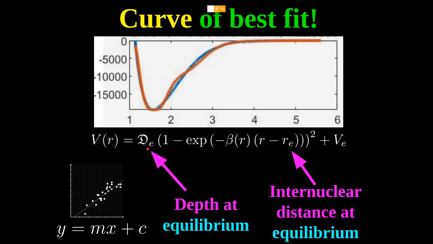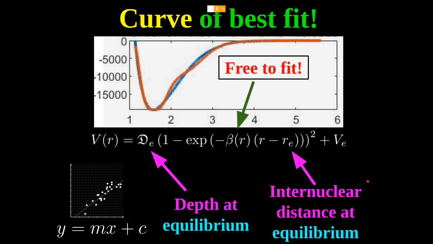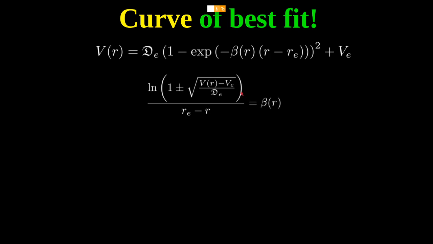DE is the depth at equilibrium. RE is the internuclear distance at equilibrium. And VE is just a constant. That's your c. So you have y equals a bunch of stuff times x, or a function of x, exponential of x, whatever, plus c. What we're left with is the beta of r of our function. Because we know the depth at equilibrium and the internuclear distance at equilibrium, this is free for fitting, so we can fit that to the data. We can rearrange this formula and solve for beta of r, because we know everything on the left, or we can figure it out.